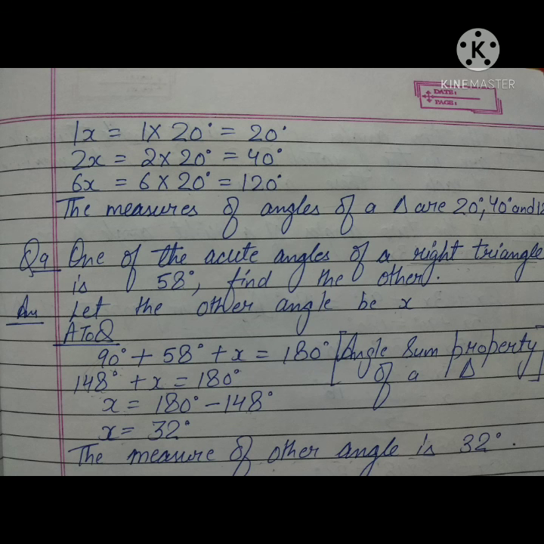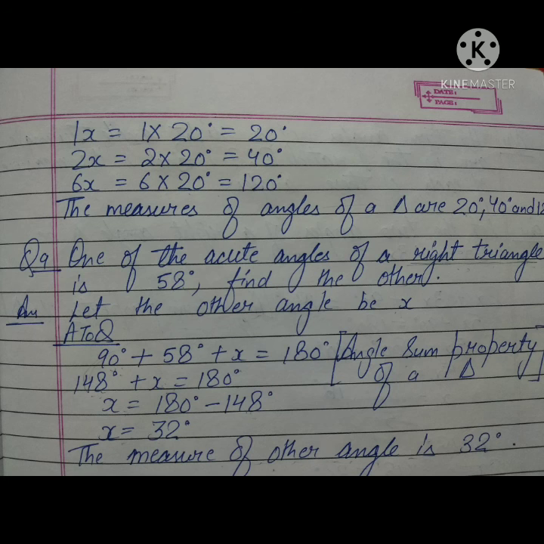1x is equal to 1 multiplied by 20, that is 20. 2x is equal to 2 multiplied by 20, which is 40 degrees. 6x is equal to 6 multiplied by 20, which is 120 degrees. The measures of the angles of the triangle are 20 degrees, 40 degrees and 120 degrees. Now come to question number 9.